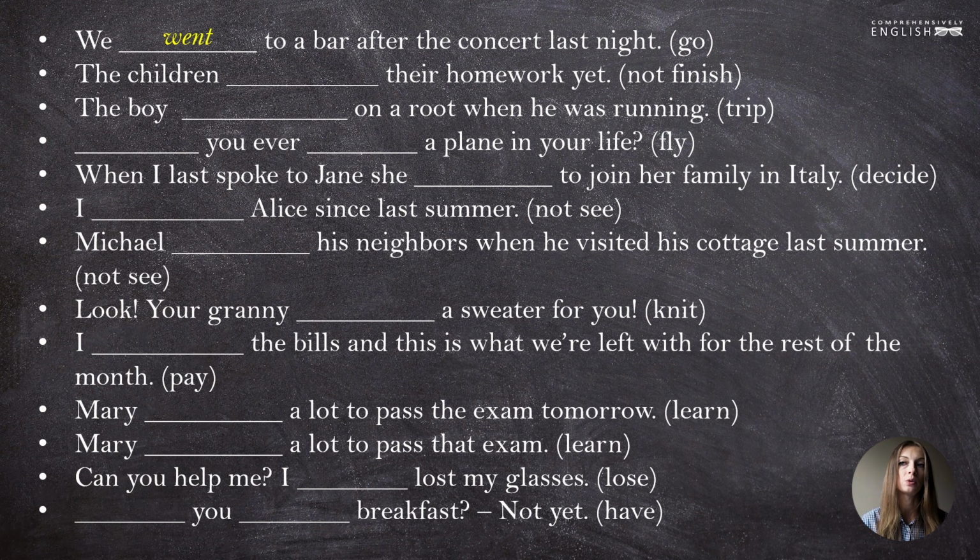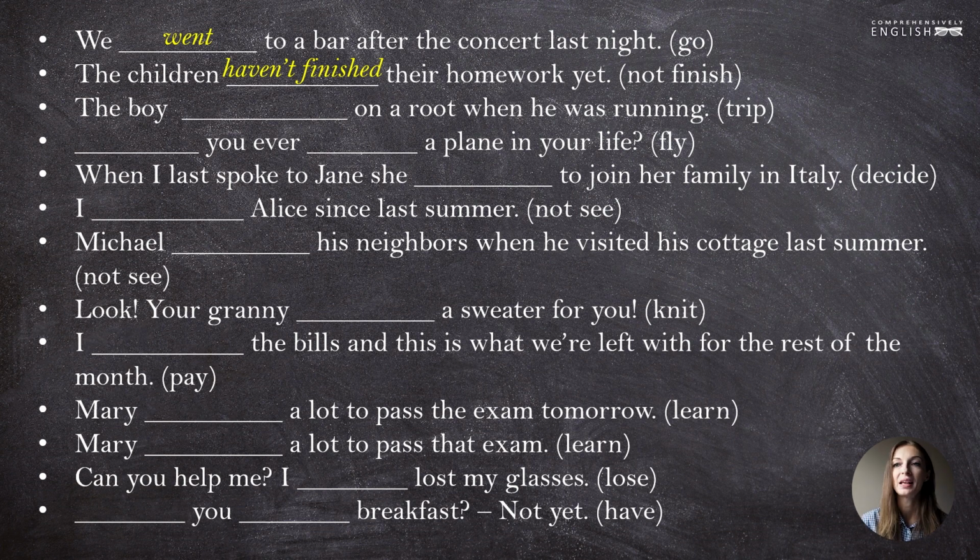We went to a bar after the concert last night. Their children haven't finished their homework yet. Why do we choose the present perfect tense? Well, because we have yet. We are talking about an unfinished period of time. Chances are that they will finish it soon, but they haven't done it yet.